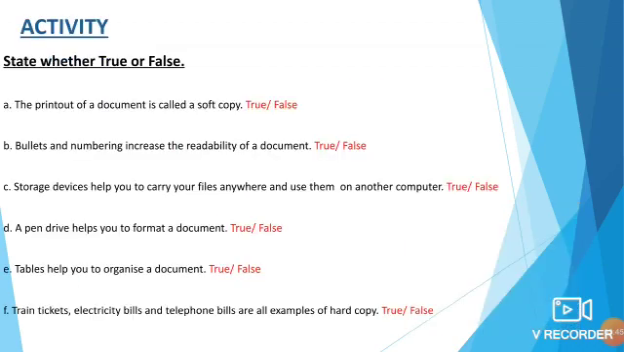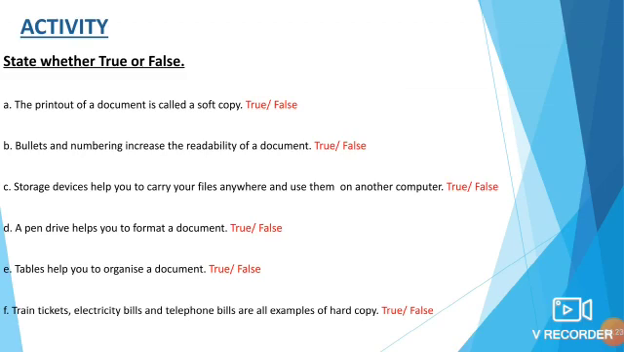Yes. So next you have the activity. These activities you are going to do in your ICT book. Okay children, so you have the second question, state whether true or false. You have to read the statement and say whether it is true or false. So the first question, the printout of your document is called a soft copy. Next one, bullet numbering increases the readability of your document. Next one, storage devices help you to carry your files anywhere and use them on another computer. And a pen drive helps you to format your document.